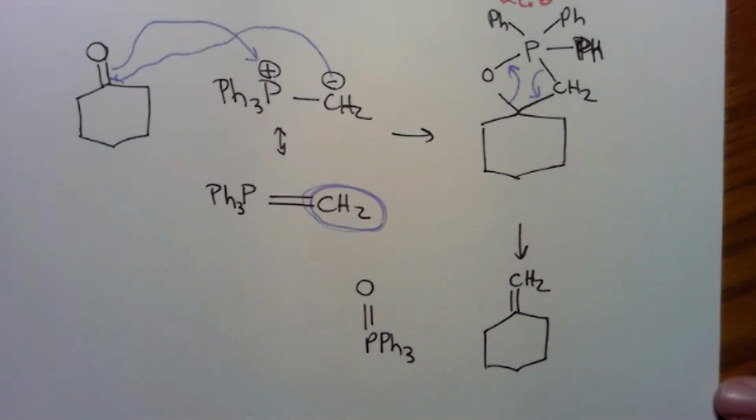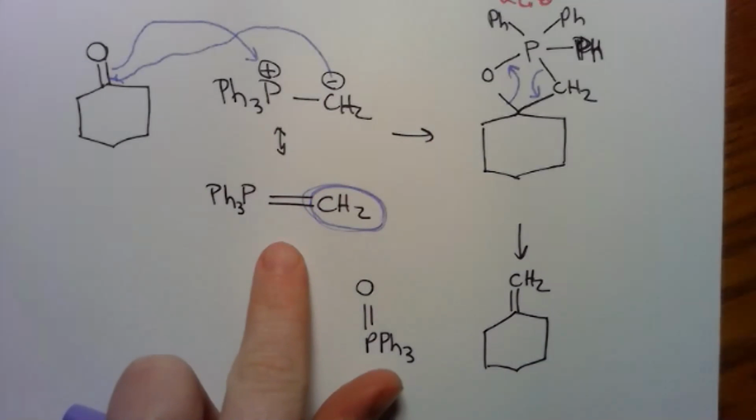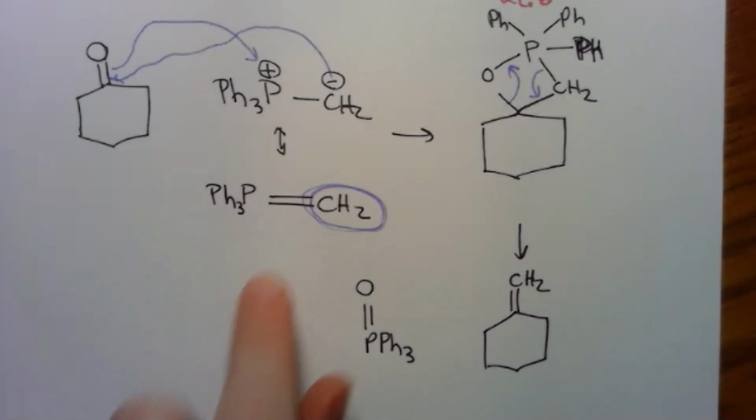The Wittig is a good way to make an alkene. It's very good at making terminal alkenes like this, but it can also make internal alkene when you have a lot of branches on your ylide compound. This thing is an ylide. You need to know how to make an ylide. So let's walk through that next.